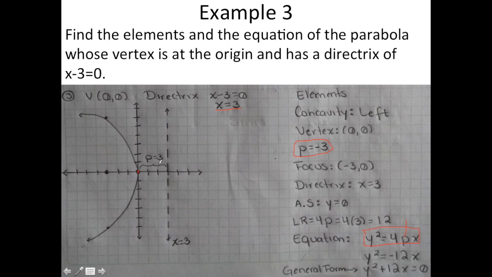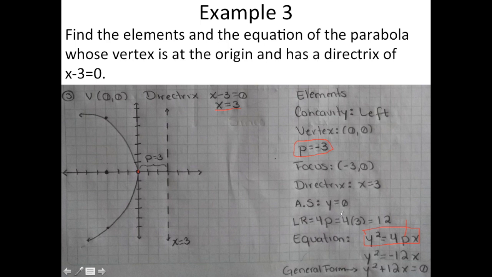So now all you have to do, guys, is continue giving me the elements that we're missing. Concavity, it's left. The vertex, it's 0, 0. The focus: if the directrix is to the right, then the focus must be inside of the parabola. So that means that you're going to move 3 units to the left. So your focus is going to be at negative 3, 0. The directrix, you already knew it. The axis of symmetry is this right here, which is y equal to 0.